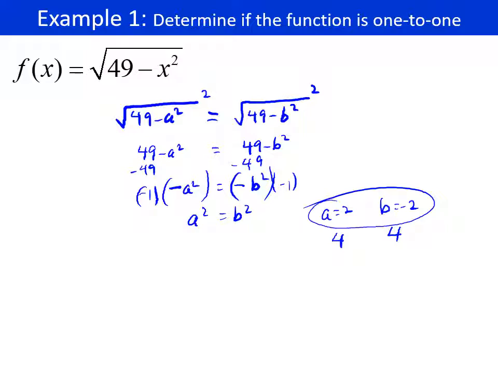Now remember, if we take the square root of both sides of an equation, we have to put a plus and minus on there. So we would come up with a equals plus or minus b. So there again, that does not say a equals b. It says a could be equal to b or a could be equal to negative b. Therefore, this is not one-to-one.